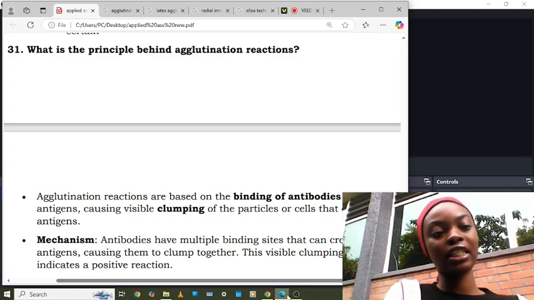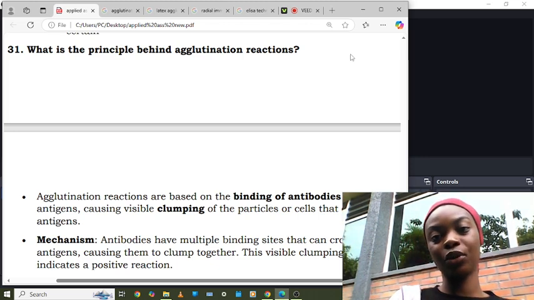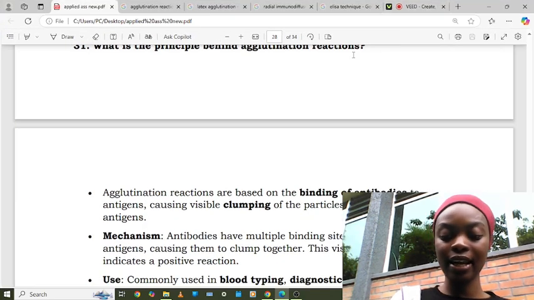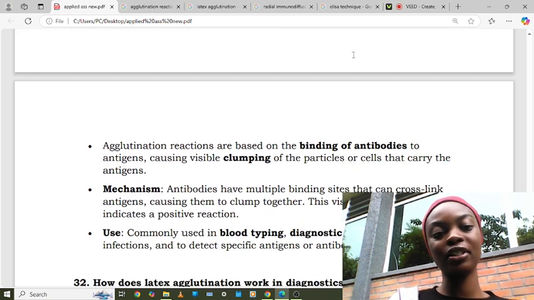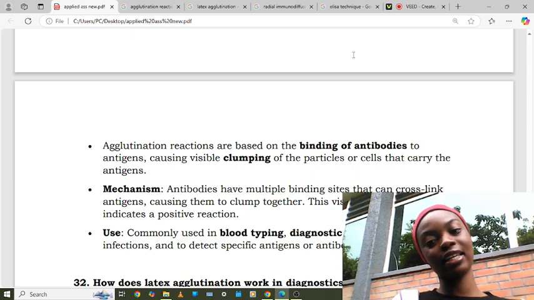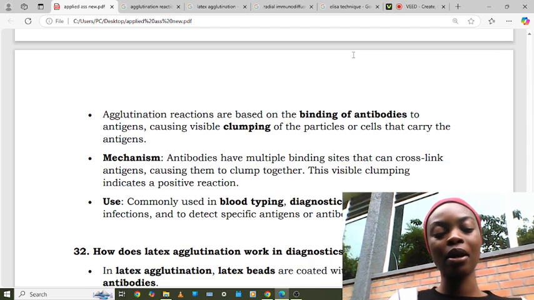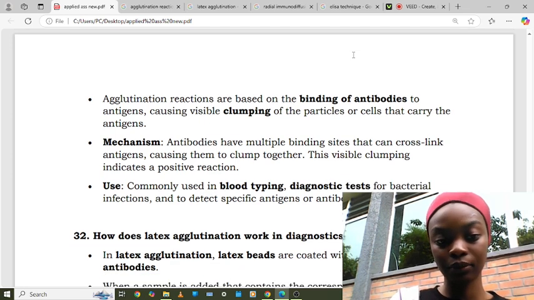The first question is, what is the principle behind agglutination reaction? Agglutination reactions are based on the binding of antibodies to antigen, causing visible clumping of the particle or cell that carries the antigen. Mechanism: antibodies have multiple binding sites that can cross-link antigen, causing them to clump together. This visible clumping indicates a positive reaction.